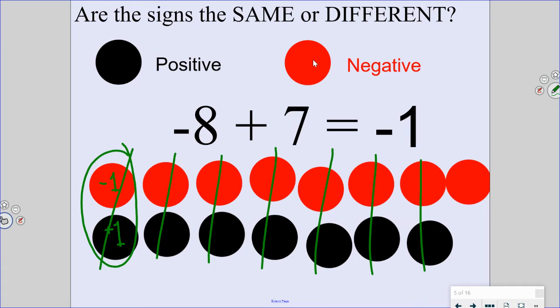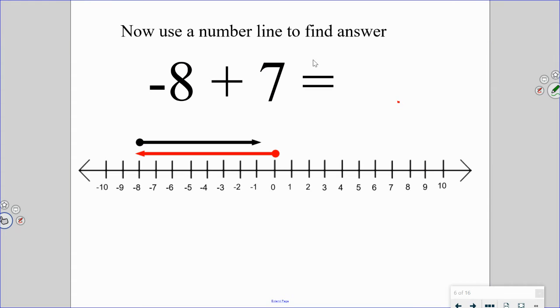Keep that question in mind. Are the signs the same or different? This is a way of modeling it. You could do these red and black dots. I've also seen some folks use minus symbols and plus symbols. In fact, there's even a lesson in the book that talks about an atom with electrons and protons, each having a positive or a negative charge.